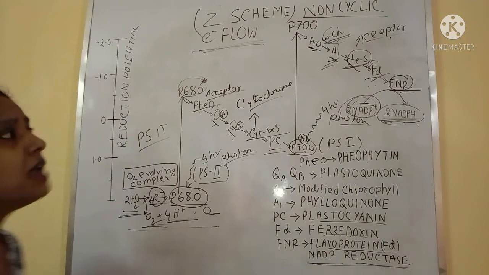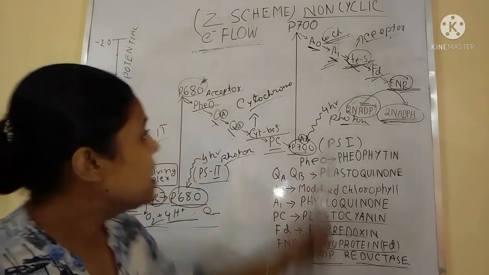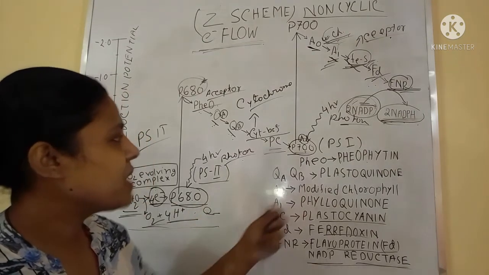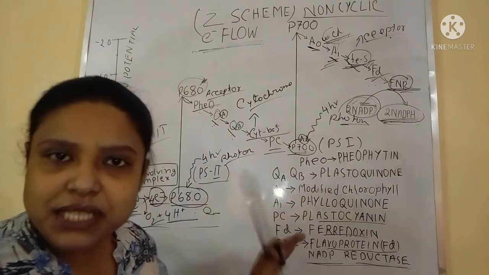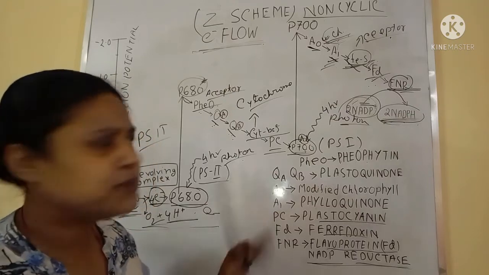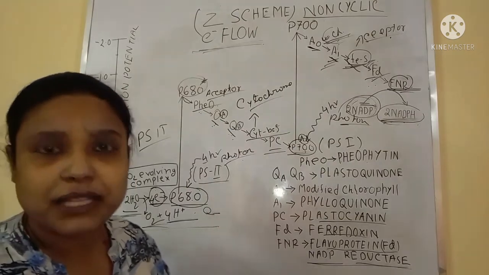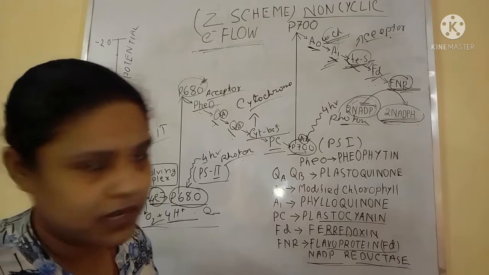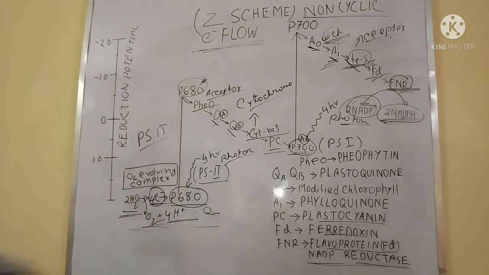Now we will start with the cyclic pathway. What happens in the case of the cyclic pathway? This is the non-cyclic pathway, and here the two photosystems, 1 and 2, are both involved, and all the enzymes present here are in the grana, or thylakoid. So here we just learned about the non-cyclic pathway, that is the involvement of PS2 and PS1. Now we check what happens in the case of the cyclic pathway. Clear?